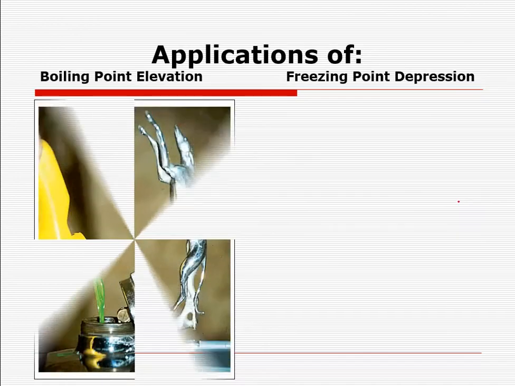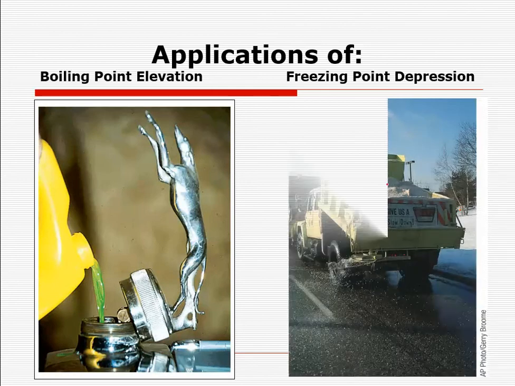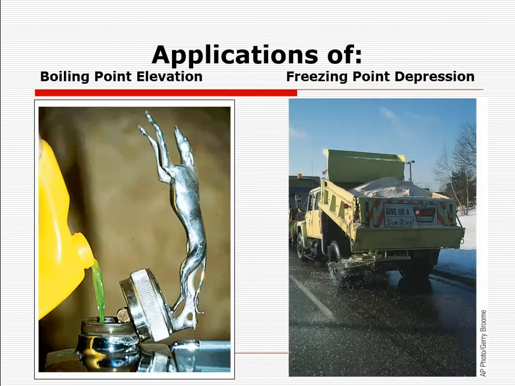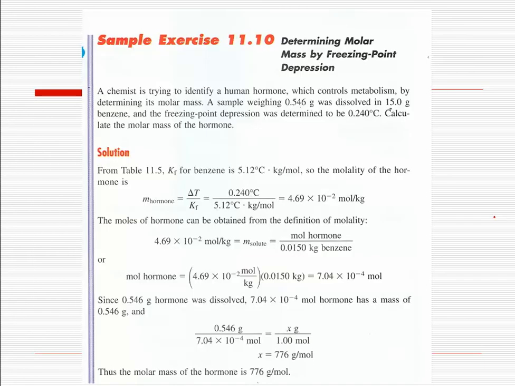Okay, so then a couple pictures, you can look at those. We talked about the salt in the road and the antifreeze, that kind of thing. Okay, and then here's just another example of determining the molar mass using freezing point depression. This is very similar to the previous example with the boiling point elevation. And so you can take a look at this problem here. I don't think I'm going to go over it.